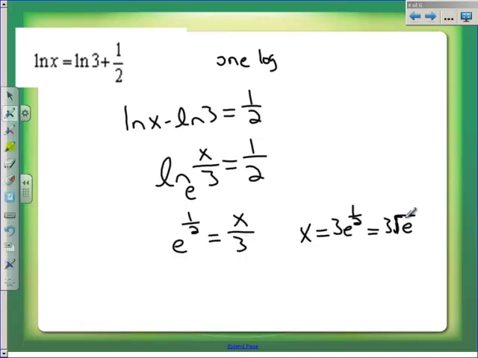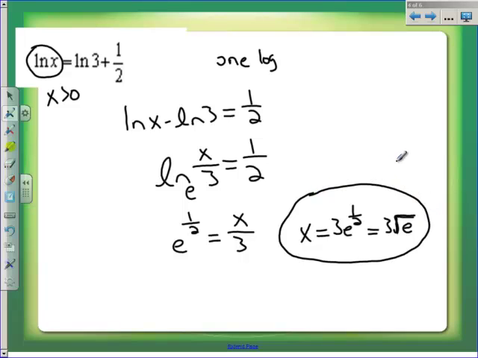Now let's look at our domain. The only thing we have to worry about here is that x is greater than 0. And e is a number, 2.718281828459045. Remember your Andrew Jackson story. But it's bigger than 0. It's a little less than 3 and bigger than 0. So this is a fine answer. Either one of those forms will work.